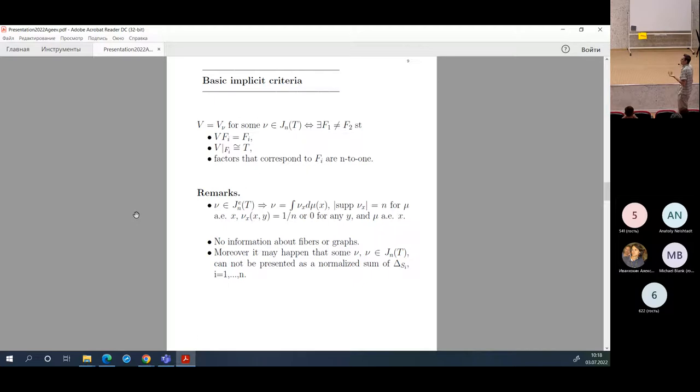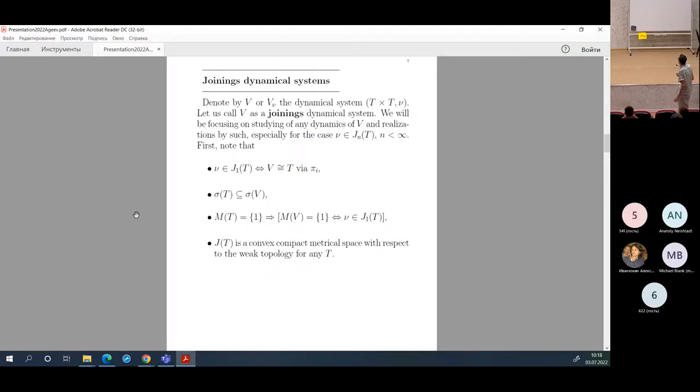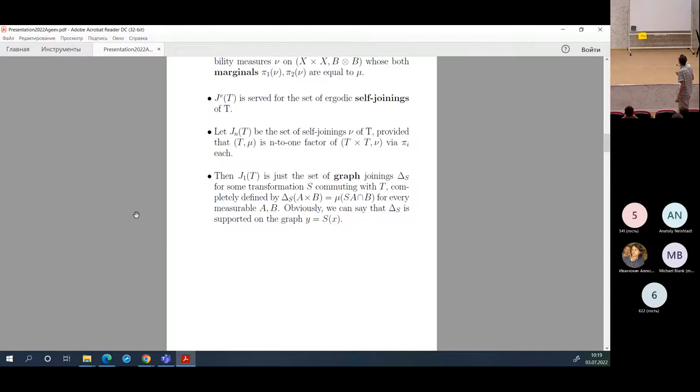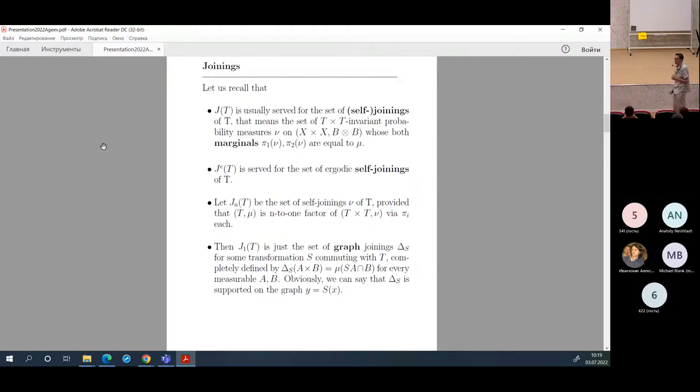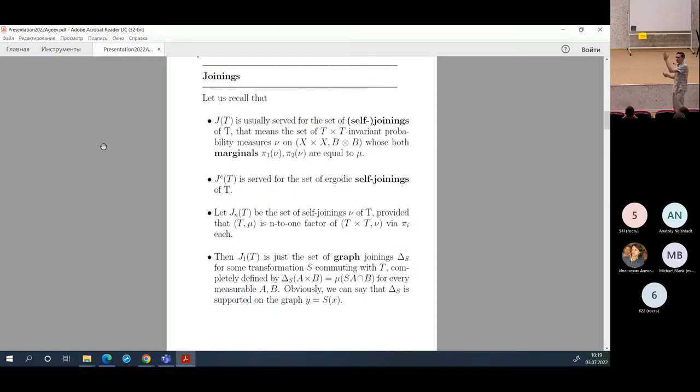So they say that formula, if J sub n is more or less an interesting object, because we consider not a continuous measure on each fiber and not measures sitting on one atom and nothing more. But we consider a measure sitting on n atoms of each fiber. So it's just a measure sitting on n graphs of the square. The atoms are separated because of ergodicity.